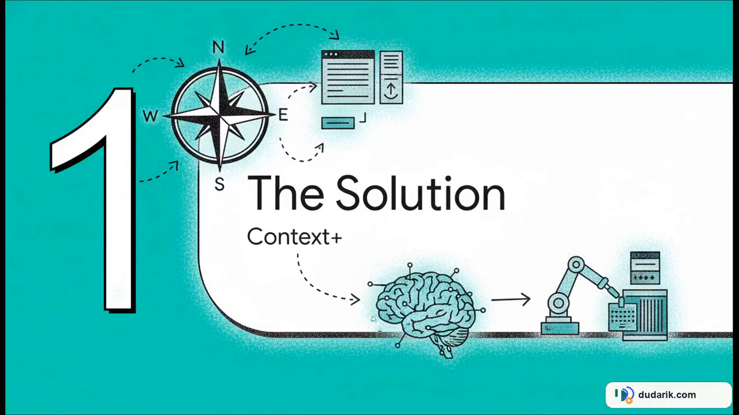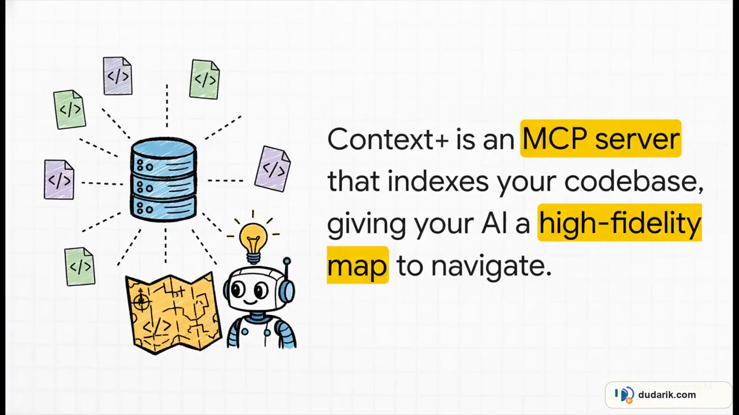So how do you fix that? Well, you give the surgeon a map, and that's exactly where Context Plus comes in. It's designed to automate that entire navigation layer so your AI can finally stop guessing and start executing with some serious precision.